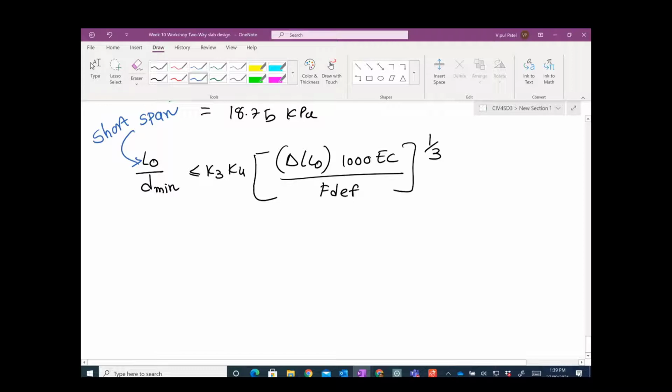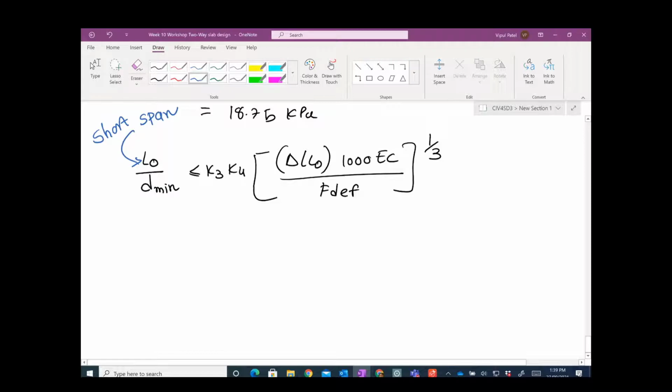So you always have a short span, so your design would be governed by the short span, like a one-way slab. Like this is the one-way slab. So this is a two-way slab, sorry, but you have two options. You can design it either for short span or long span. Which is critical? Short span.